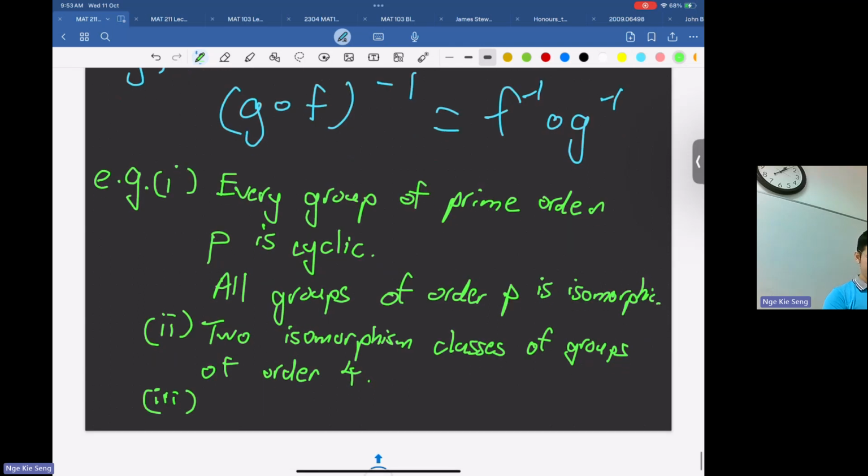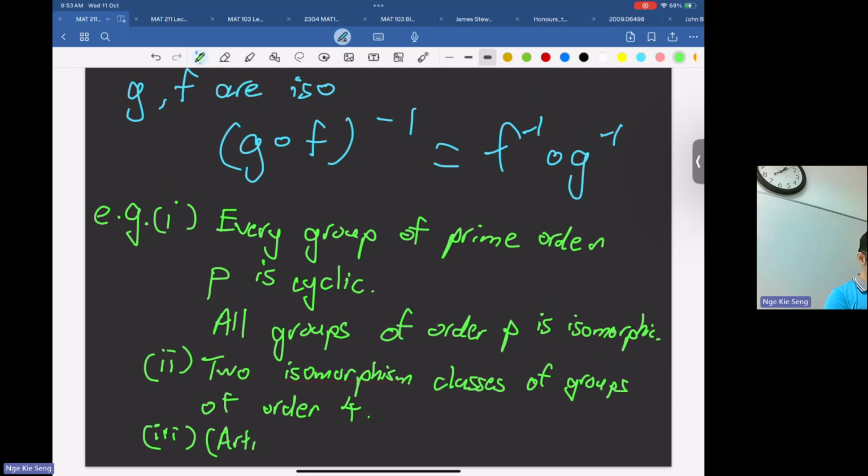And then this one I think maybe we won't cover. This is in, I think, 7.8.1. There are five isomorphism classes of groups of order 12.